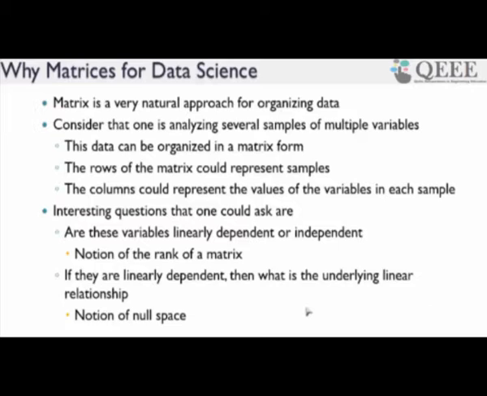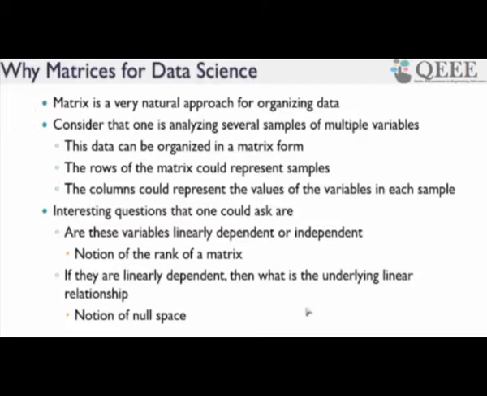Now, the interesting questions that one could ask are the following. Supposing you have 10 variables, you might want to know if all of these variables are dependent or independent of each other. So, this is answered by the notion of a rank of a matrix.